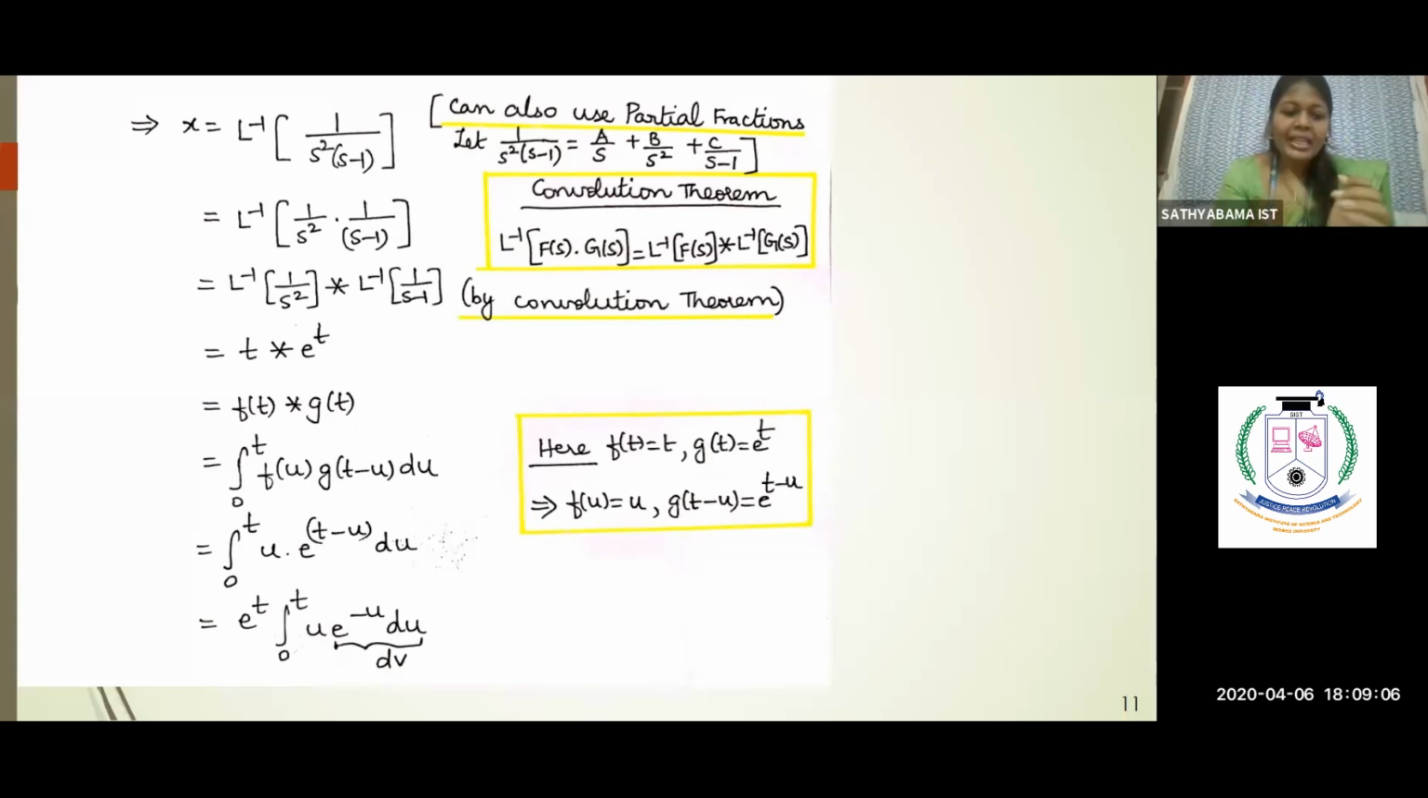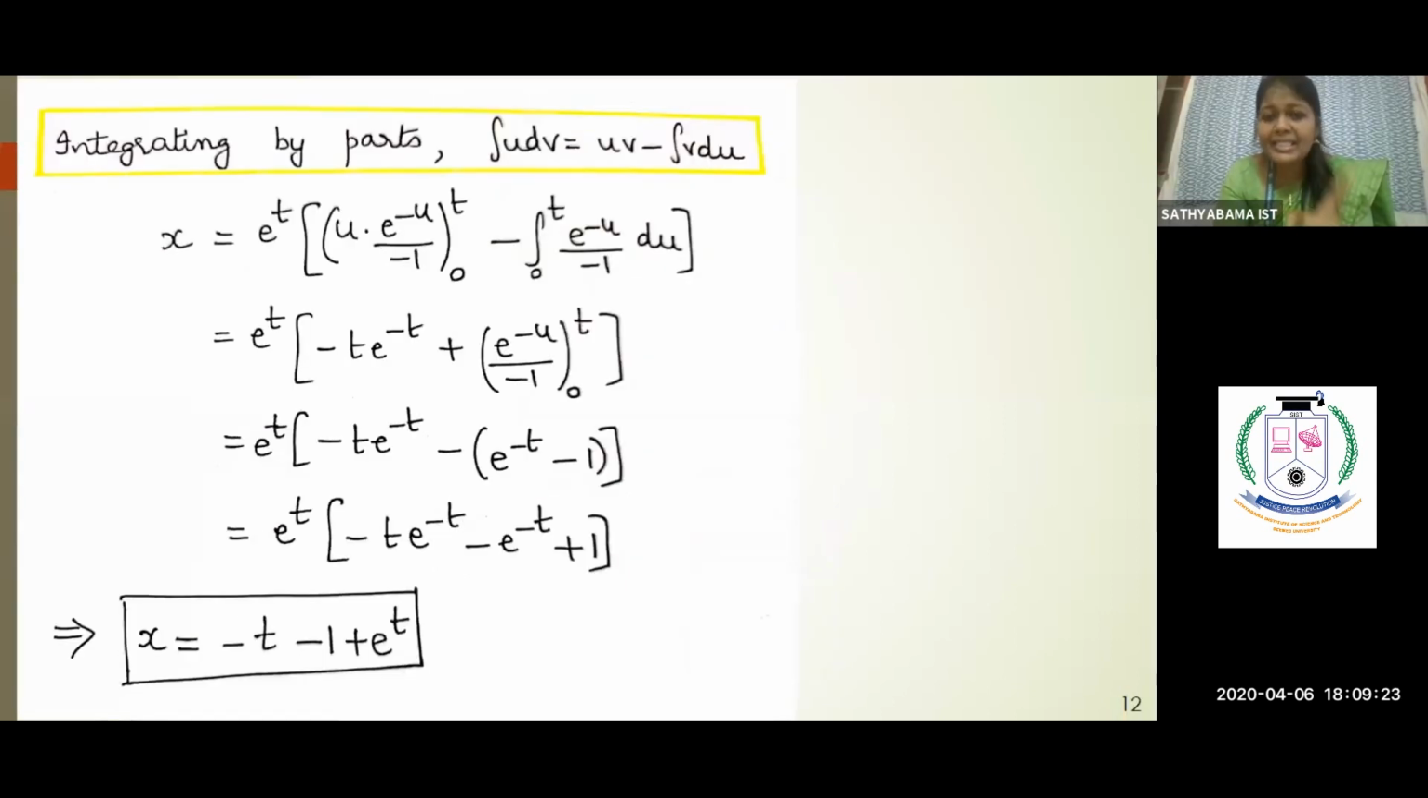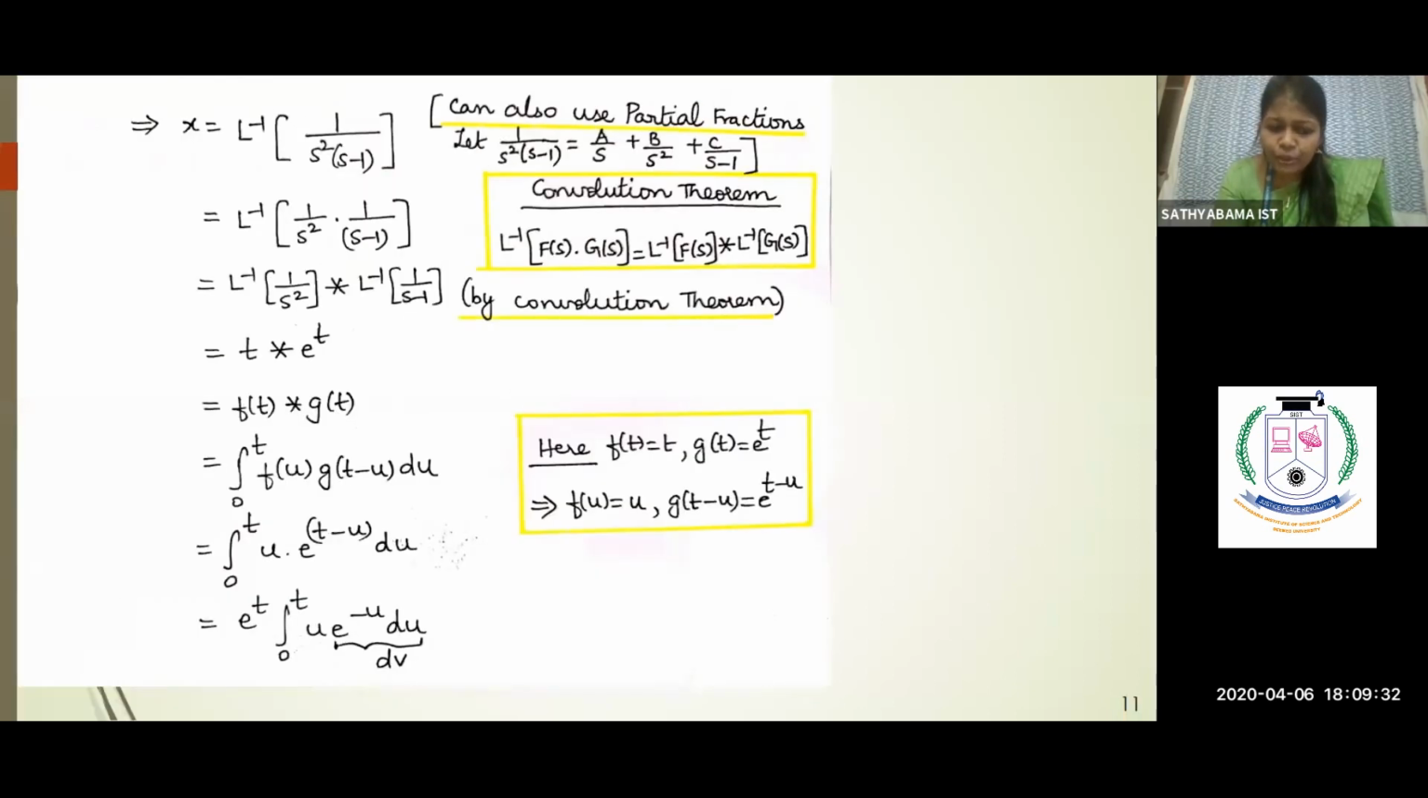Fine. Now I have to integrate what I have left. Now this is simple integration by parts. So how do you integrate? What is integration by parts, by the way? Integral of u dv equals uv minus integral v du. Look at the highlighted one. That's the integration by parts formula. So I'm going to use that here. What is u? u is u only for me. What is dv? dv is e power minus u du.